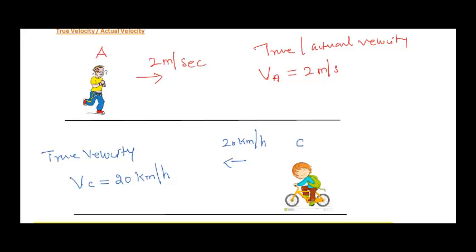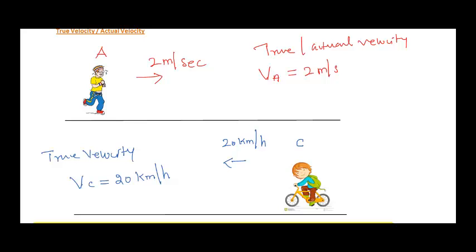Okay, as the first stage, let's see the true velocity and actual velocity. Look at this diagram. The first one, A is running from left to right, that is west to east. He is running 2 meters per second. So the true velocity is represented by VA, that is 2 meters per second.